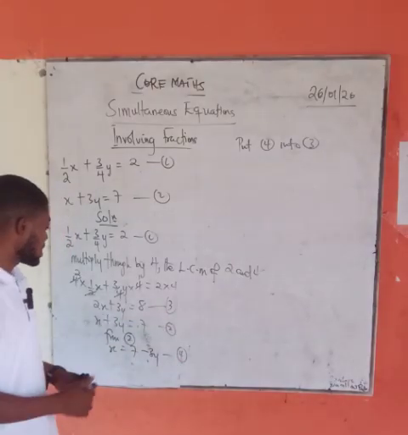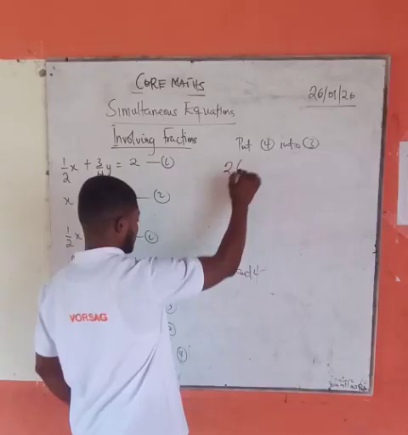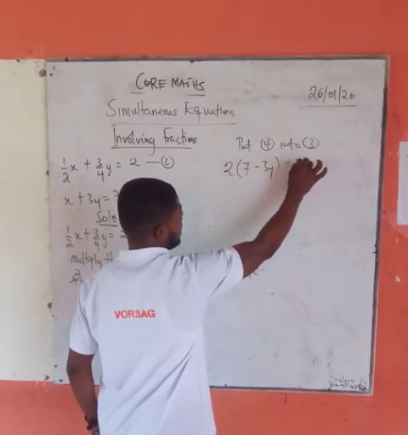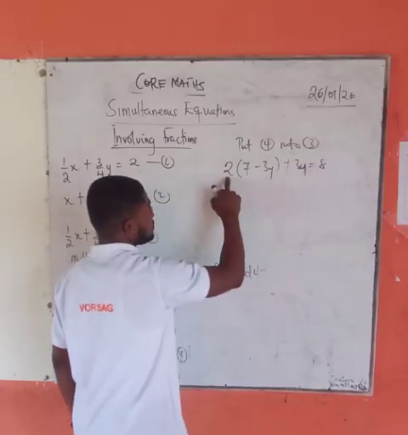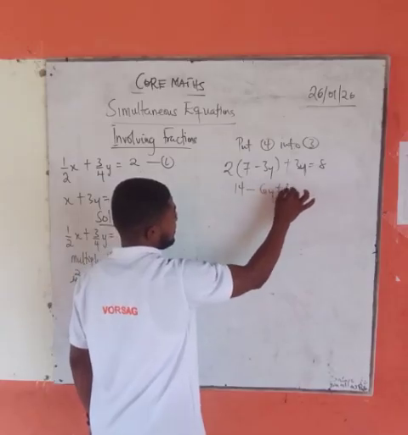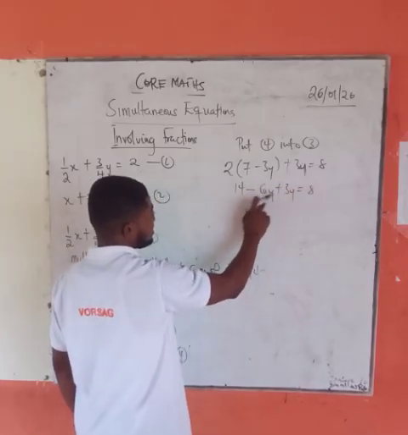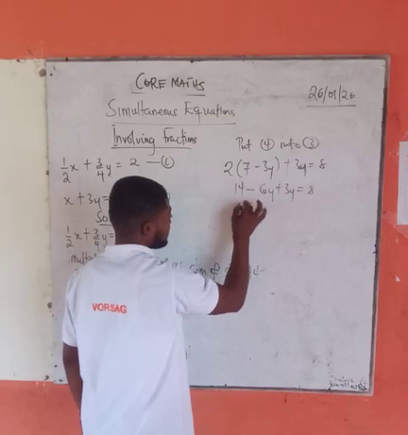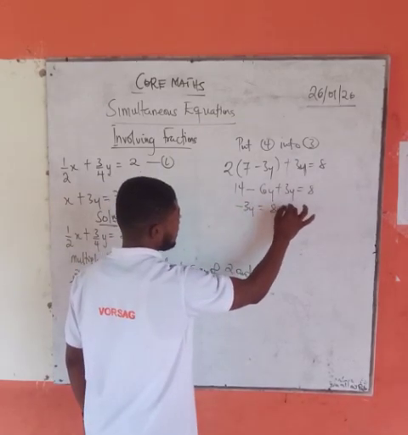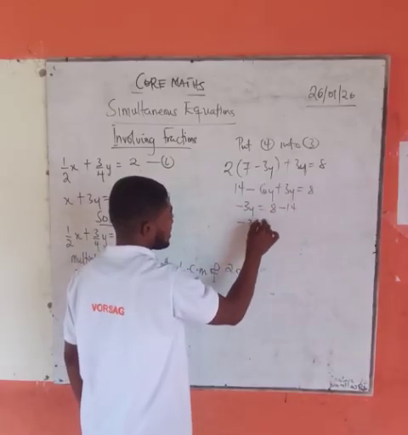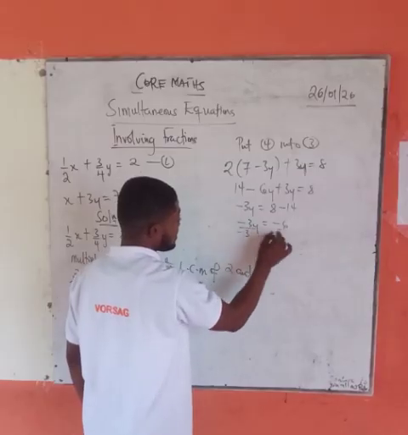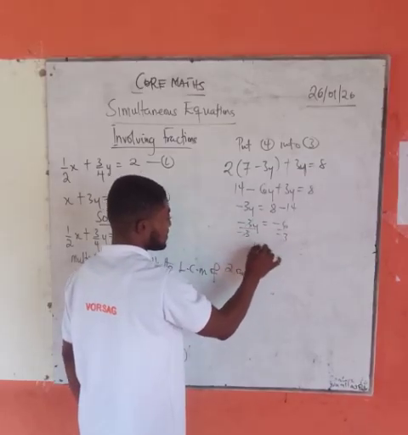By doing so, I get 2 times (7 minus 3y) plus 3y is equal to 8. 2 times 7 is 14, 2 times 3 is 6, so 14 minus 6y plus 3y is equal to 8. Minus 6 plus 3 should give us minus 3. So minus 3y is equal to 8 minus 14, minus 3y. This is going to give us minus 6 divided by minus 3, so y becomes 2.